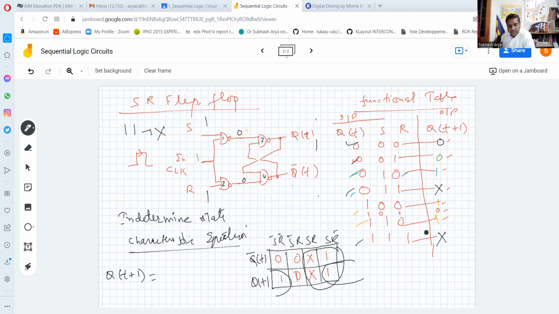Expression of output, that is the Q(t+1), will be what? From here we can see it is S simply, and from here we can see R bar Qt. This is the characteristic equation. And this characteristic equation is here. You just see S, Qt plus 1 is equal to S. So this is Qt plus 1, and this is your S.